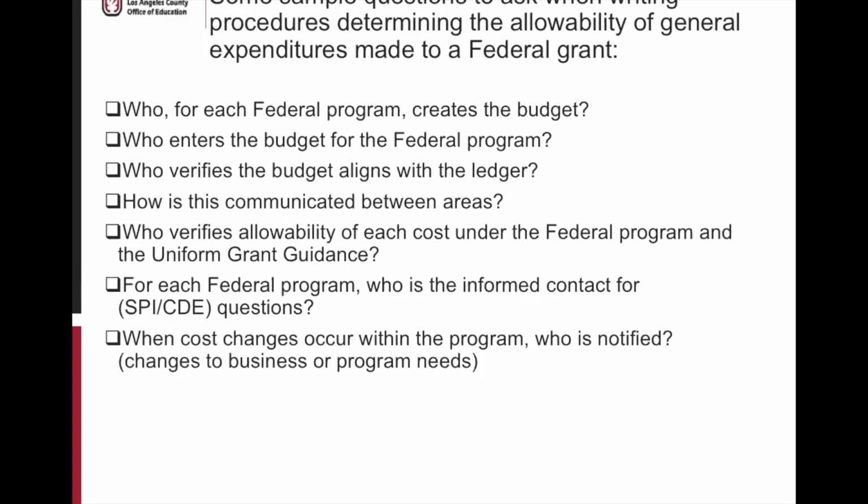And I know for our program folks, one of the things they always ask for in a review is the general ledger. And what's that? It's the secret thing that's over in the fiscal office. But their budget needs to align there. And if it doesn't, they're going to look at that in a review.